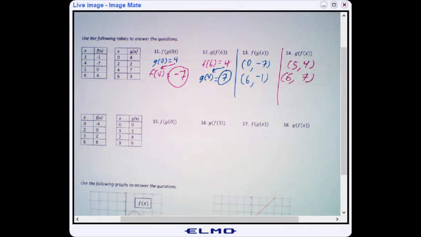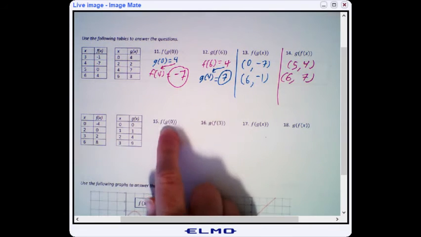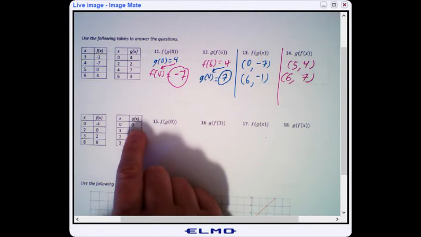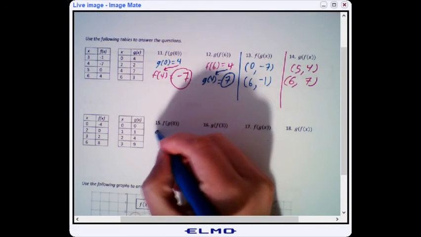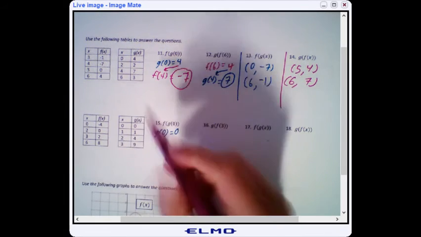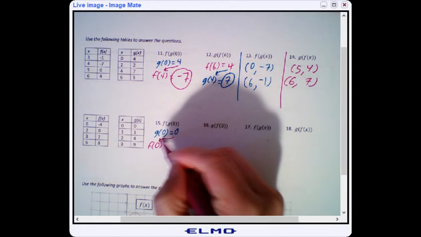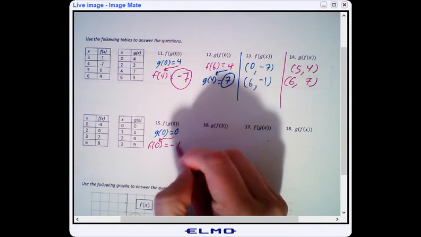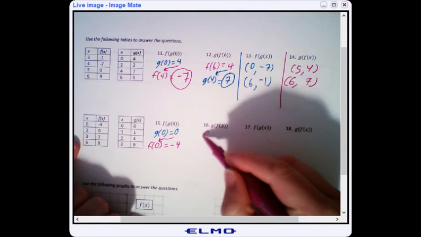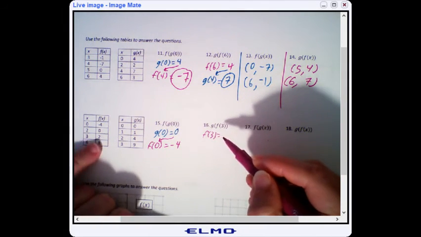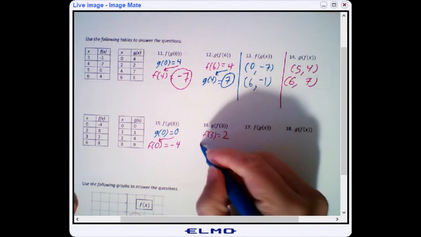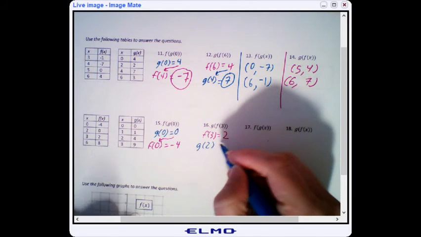So we're going to do another one. f of g of 0. So I'm going to start in the g. I find 0. 0 goes to 0. And then we're going to do f of 0. And f of 0 goes to -4. Now I have g of f of 3. So I'm starting in the f. f of 3 goes to 2. And then g of 2 goes to 4.